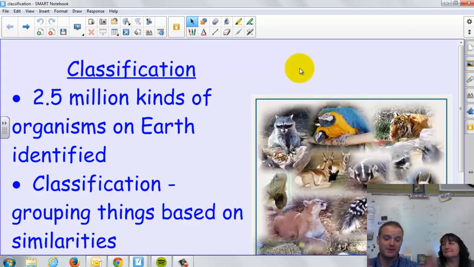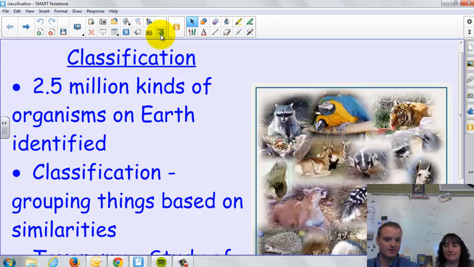We got these living things, what it means to be alive. How do we classify all these different types of living things? Separate them out. Right, and since there's 2.5 million different kinds of living things, there's got to be a system to classify, to put them into their kingdoms, phylum, class, or species.